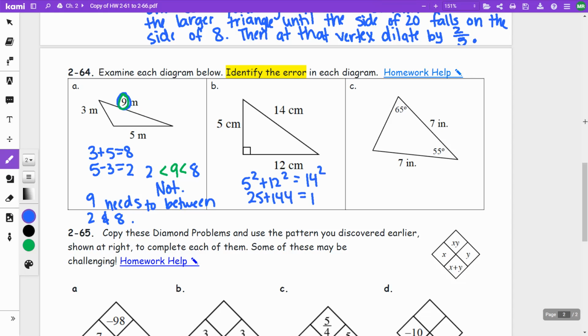This is going to be a 169. The other side's a 196. So that is not true. So it does not satisfy the Pythagorean theorem. And this one over here fails the triangle inequality theorem.